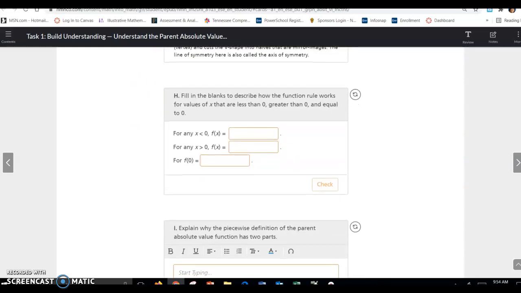All right, fill in the blank to describe how the function rule works for values of x that are less than 0, greater than 0, and equal to 0.